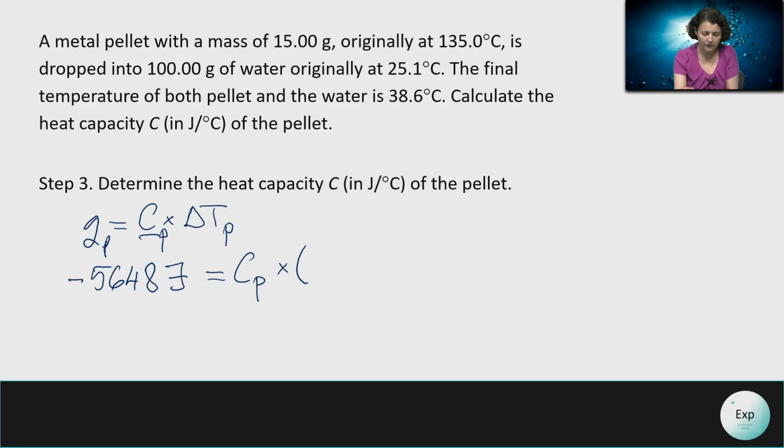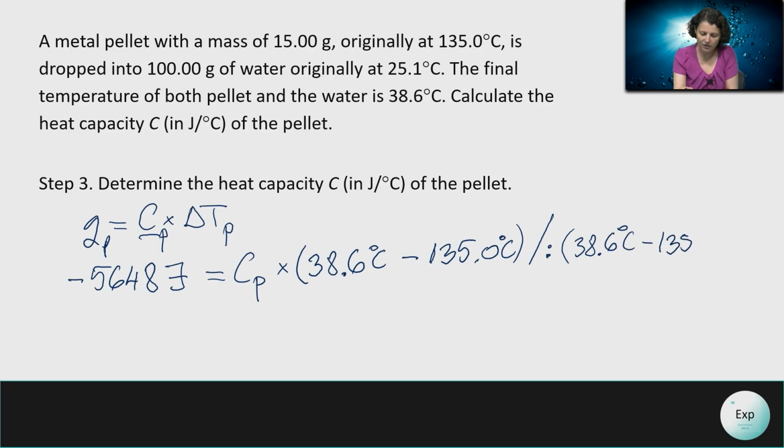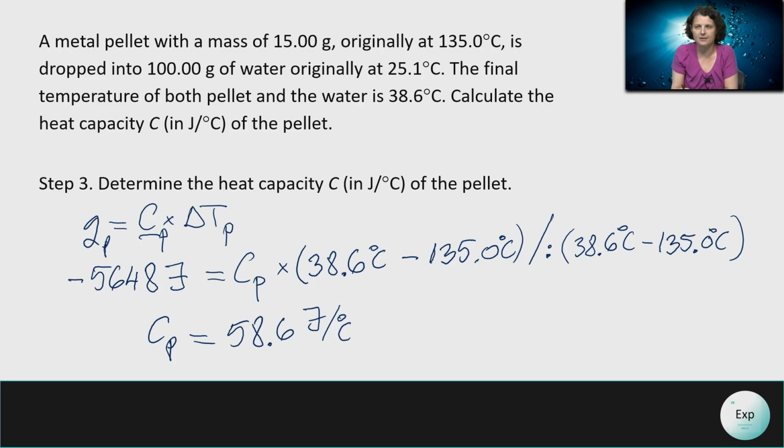The final temperature of the pellet is 38.6 degrees Celsius, and the initial temperature of the pellet is 135.0 degrees Celsius. If we divide both sides of the equation by 38.6 degrees Celsius minus the 135 degrees Celsius, then we will find that our heat capacity equals 58.6 joules per degree Celsius.